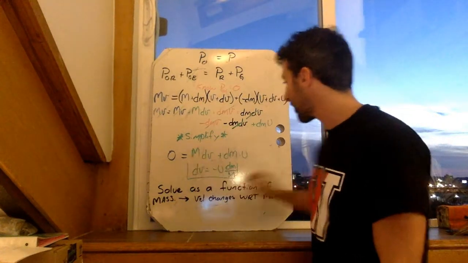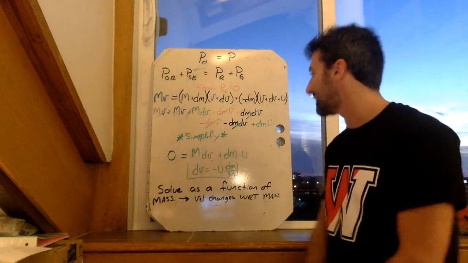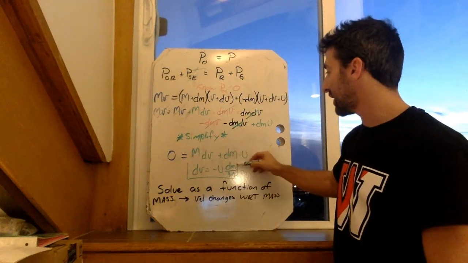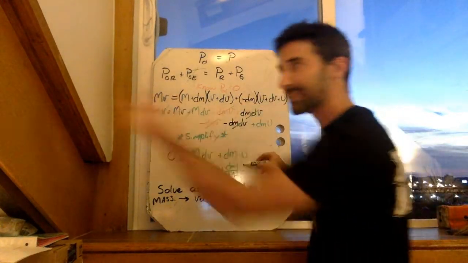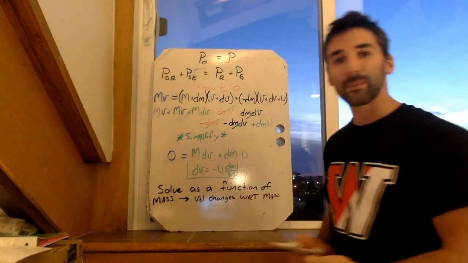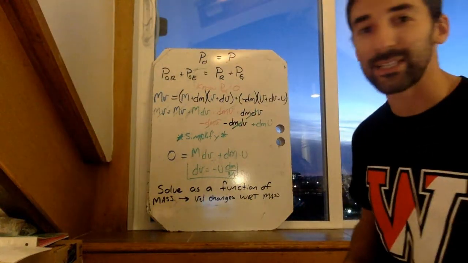Rearrange that equation. Now I have this simple differential equation: dv is equal to negative u, that's the negative exhaust velocity, times my change in mass, dm, that small mass that left, divided by the entire mass, m. So what I'm going to do is solve for this as a function of mass, because I know the velocity changes as a function of mass.